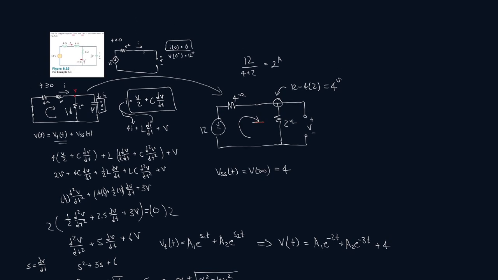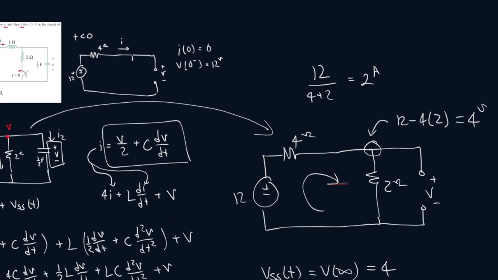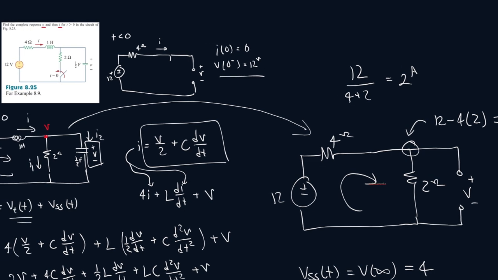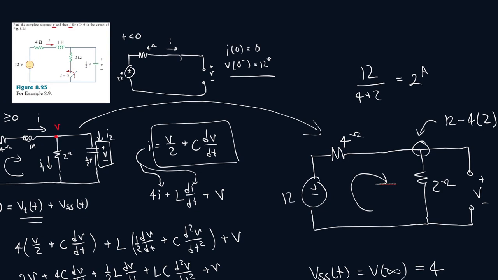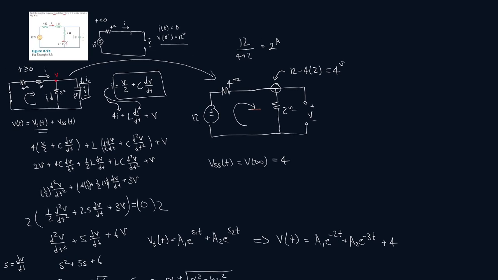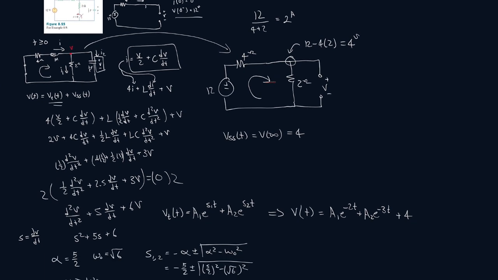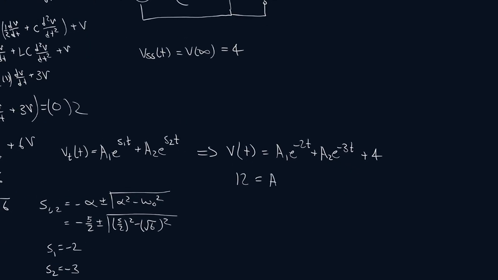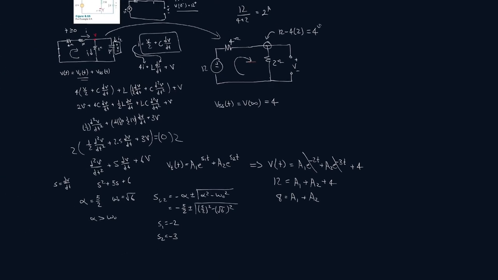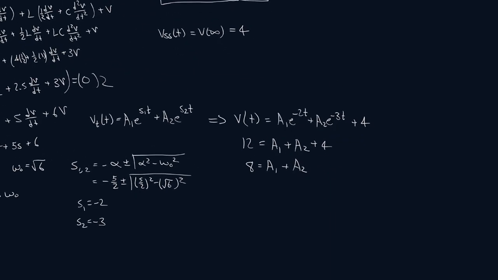So recall when t was equal to 0, the voltage at the capacitor is 12 volts. So we're going to plug that here. This is going to be 12. This will be equal to A1. This is gone. This is gone. So plus A2 plus 4. So that's just 8 equals A1 plus A2. Alright, so that's good. Now next we're going to take the derivative of this.